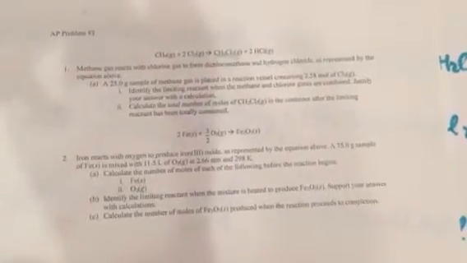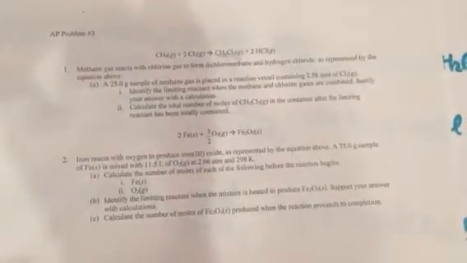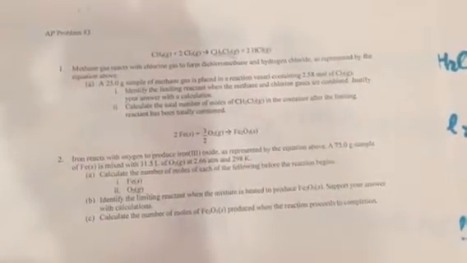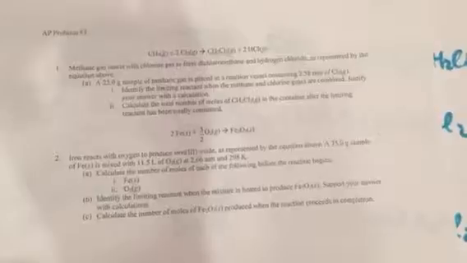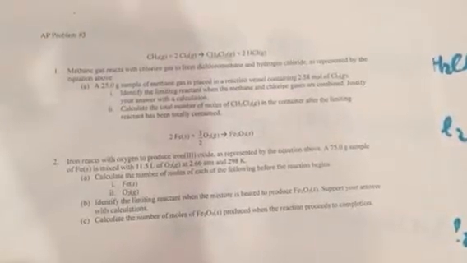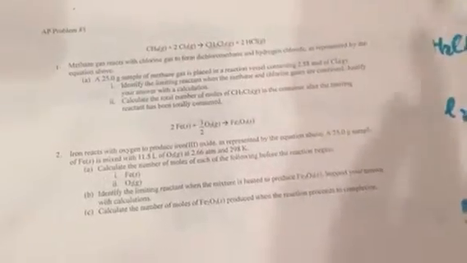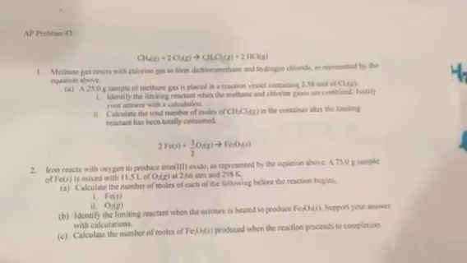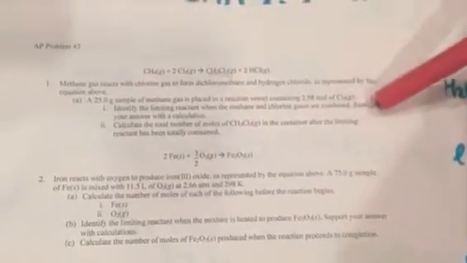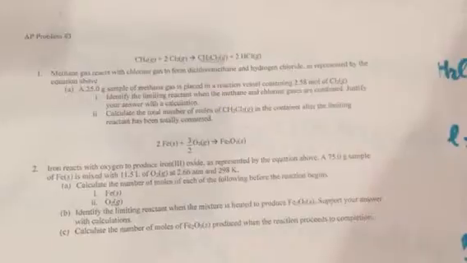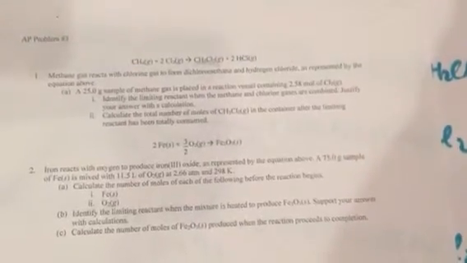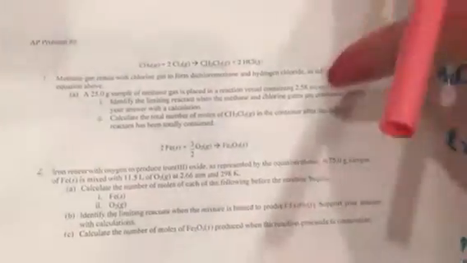So we're going to start off by reading our first question, which is: methane gas reacts with chlorine gas to form dichloromethane and hydrogen chloride, as represented by the equation above, which is given to us right here. So A asks us, a 25-gram sample of methane gas is placed in a reaction vessel containing 2.58 moles of Cl2, and then part 1 of that asks us, identify the limiting reactant when the methane and chlorine gases are combined. Justify your answer with a calculation.